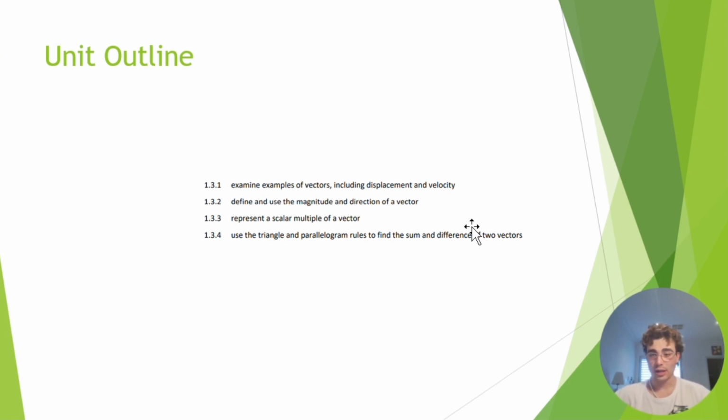You can also look at scalar multiples of vectors. You can multiply a vector by a scalar in order to change its magnitude or also change its direction, and we'll look at examples of where that's the case. Then we'll also have a look at vector sums and vector subtractions by using something called the triangle rule, or the head to tail rule, and the parallelogram rule. Those are two ways of representing basic vector arithmetic.